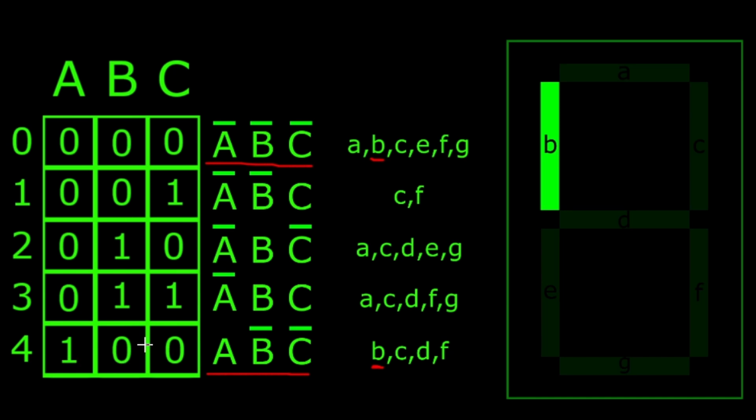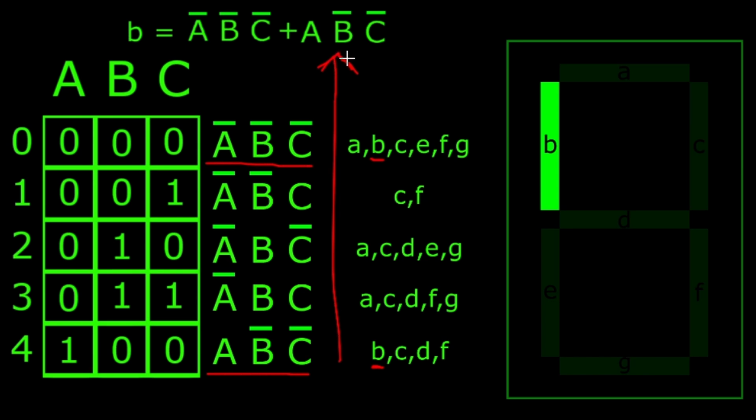And these two input states represent our 0 and our 4. So we can quite simply join these two terms together with an OR function and say if either of these cases becomes true, then we want to turn on B. And this will be the sum of products that will represent our B segment before simplification. So we'll remember this for later and move on to C.